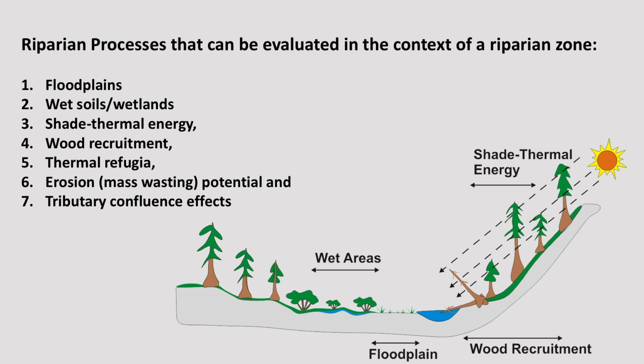So if you think about riparian processes that can be evaluated in the context of a riparian zone, there's a whole suite of them. And so floodplains is obviously an important one. Wet soils and wetlands is another. Shade and thermal energy is another. Wood recruitment, this is a big deal in the lower 48.